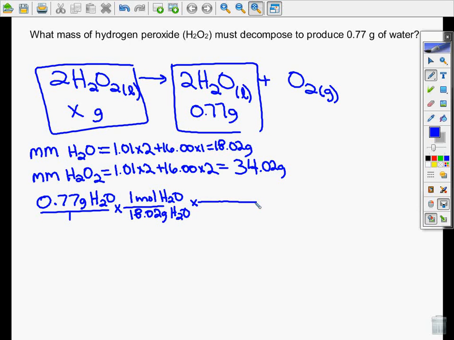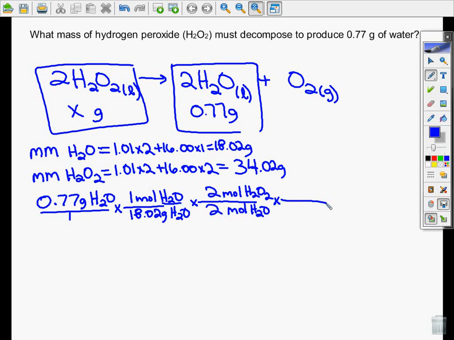But what I actually want is moles of hydrogen peroxide. In other words, how much of this needs to decompose instead of moles of H2O. Notice whatever I had in the top goes in the bottom of the next fraction. So I use the coefficients from my balanced equation. In this case, I have 2 on top and 2 on bottom.